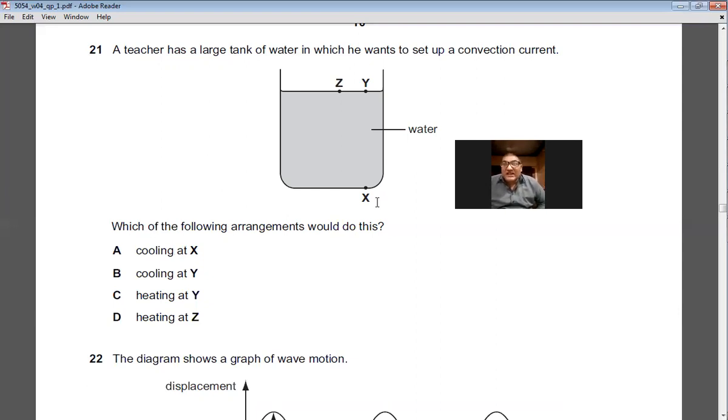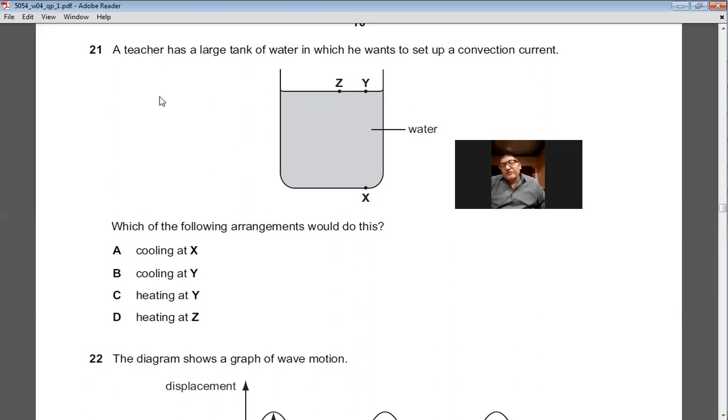If you are doing it with heating, fine. If you want to create the convection currents with the help of cooling, then the cooling should be done from the top. It should be done from the Y or from the Z. So convection currents can be produced by cooling or by heating. If you want to do it by heating, then heat from the X. If you want to do it by cooling, then cool it from the Y.